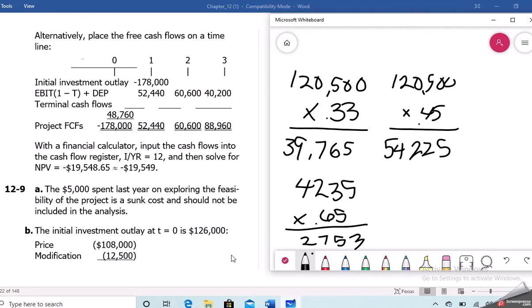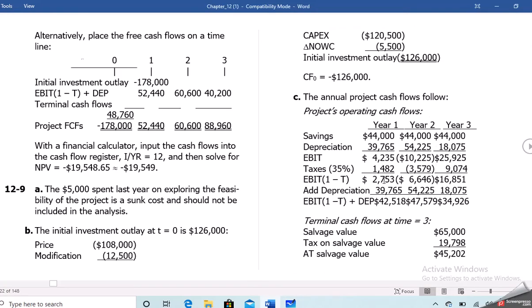So then if I flip back over here to the solutions, you'll see that that's what it is. So they did it in 2 steps. They calculated the tax at 35% and then subtracted it. But again, to save yourself a step, just multiply it by the 0.65. Normally it would be 0.6 if it was a 40% tax rate. Then you add back the depreciation expense. So then we get to our cash flow.